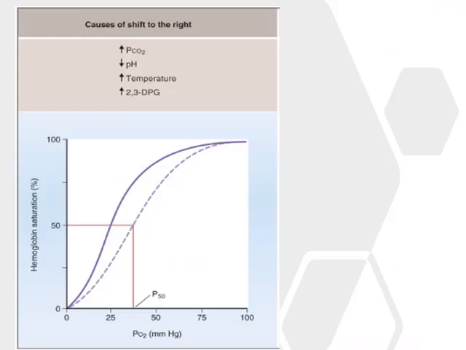And this is because at low partial pressure of oxygen, the hemoglobin has low affinity for oxygen. Now, let's discuss the causes of shift to the right in the oxygen hemoglobin dissociation curve.